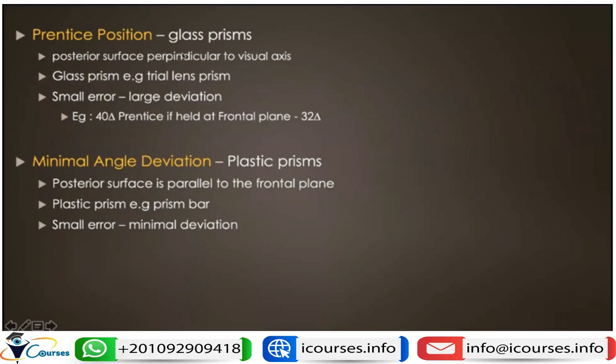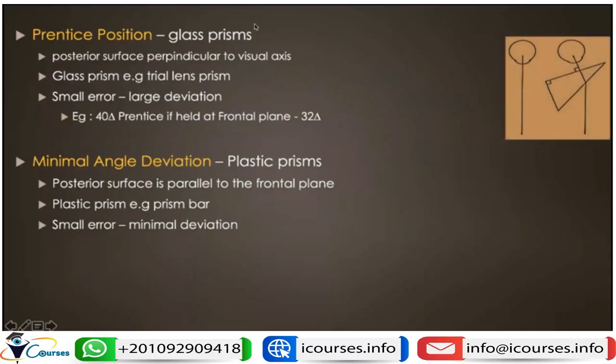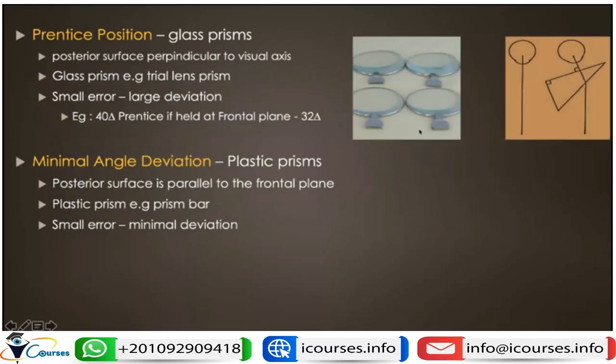The Prentice position is the one that we use in the case of glass prisms. You will see that there are some thick lenses inside the trial lens frame, and these are the glass prisms. When these glass prisms are placed in the trial frame, their posterior surface is perpendicular to the visual axis. And this is what's called the Prentice position. So again, in the Prentice position, the posterior surface of the prism is placed perpendicular to the visual axis. A famous example for this is the glass prism of the trial lens frame.